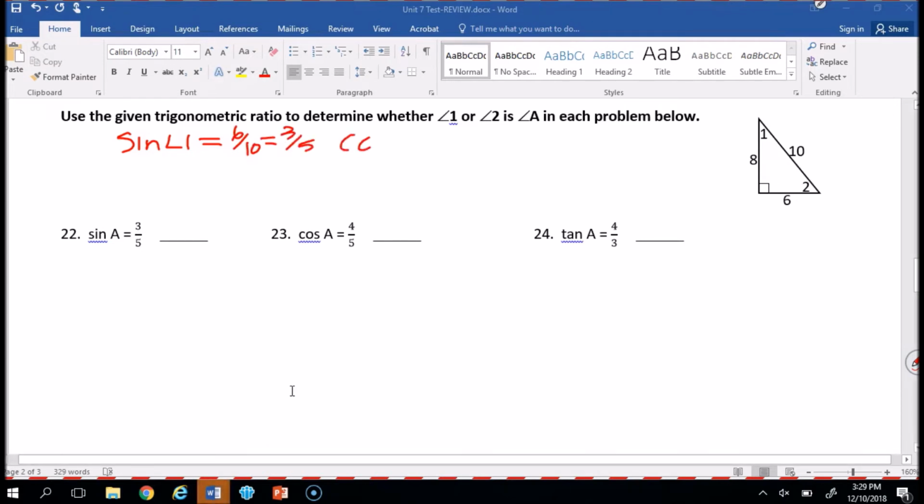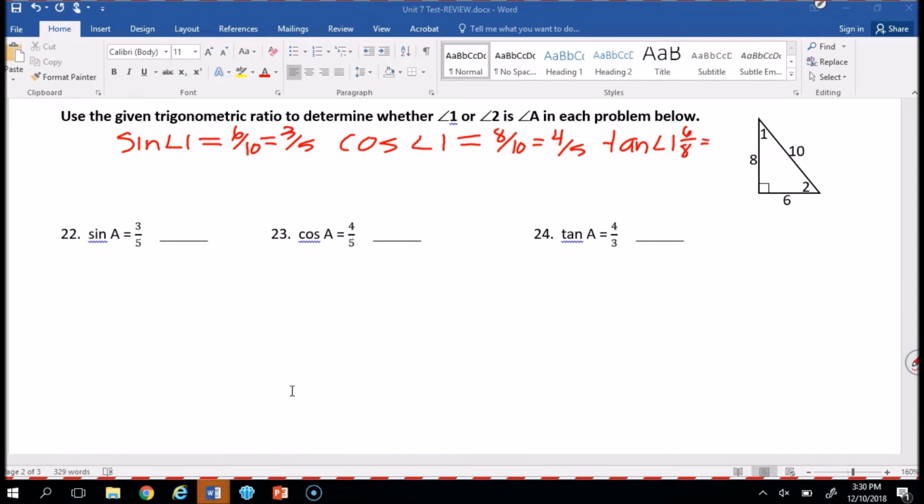Then I'm going to do the cosine of angle 1. That equals adjacent over hypotenuse, so that's 8 over 10, and that equals 4/5. Then I'm going to do the tangent of angle 1. That equals opposite over adjacent, so that's going to be 6 over 8, and that means that's going to be 3/4.